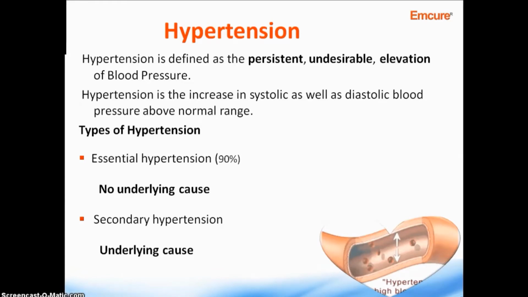Well, essential hypertension is related to approximately 90% of the patients, and there is no underlying cause. For secondary hypertension, there is always an underlying cause, and 5 to 10% of the patients are related to this type of hypertension.